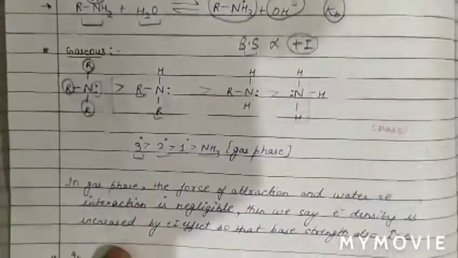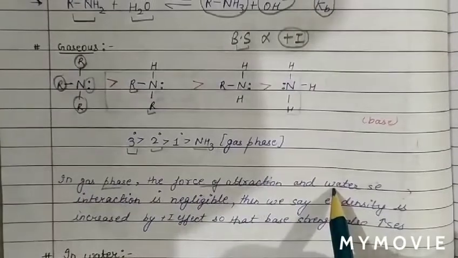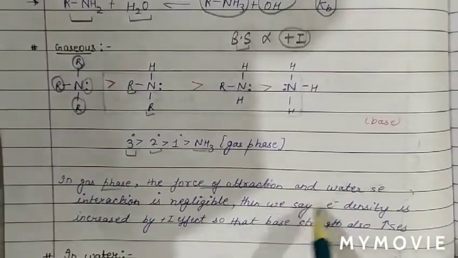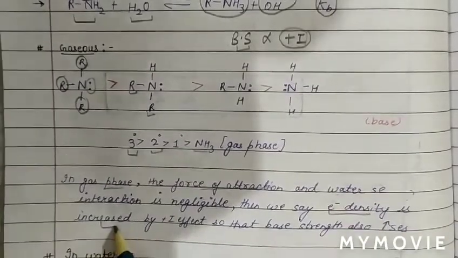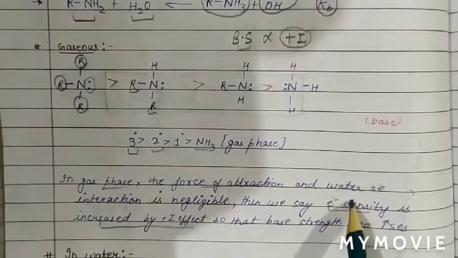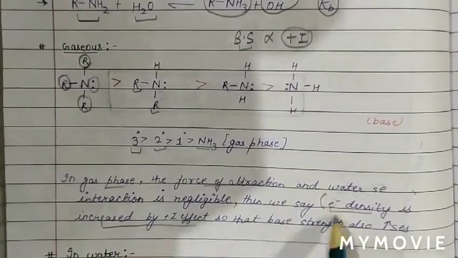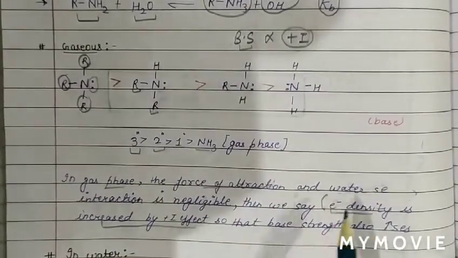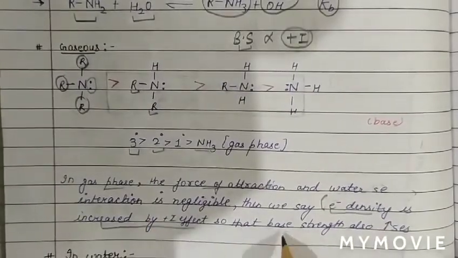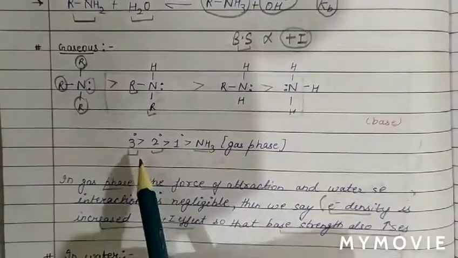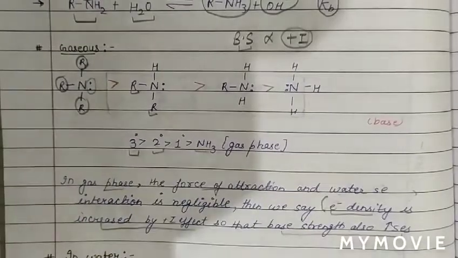Now we can say that in the gaseous phase, the electron density is increased by the plus I effect. So you only have to see this point: when you are comparing the basic strength in gas phase, only see the electron density on the nitrogen atom, because in this case the electron density on nitrogen is increased by the plus I effect, therefore basic strength increases. Hence in gas phase, the basic strength of 3 degree is more than 2 degree, 2 degree more than 1 degree, and then ammonia.